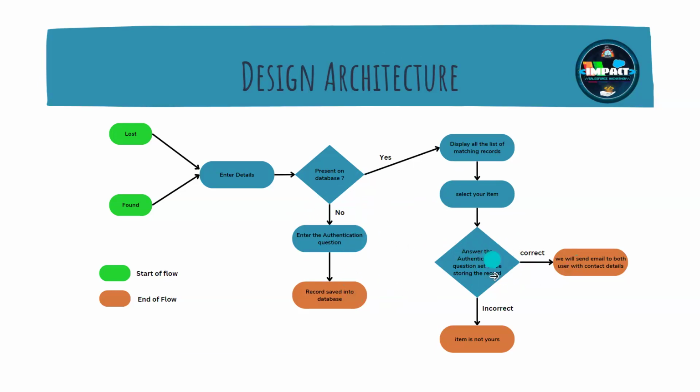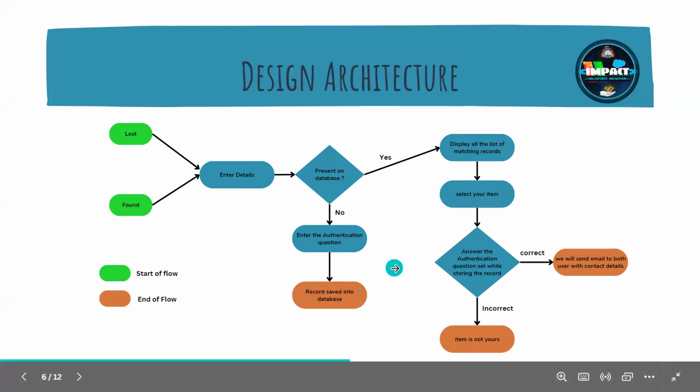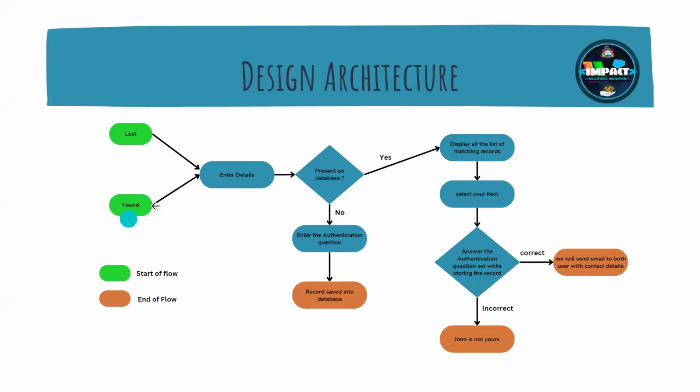If the answer is correct, then we'll email both persons, the one who found the item and the person who lost the item. The contact details of both persons will be shared, and they can communicate with each other. And if we don't find the item in our database, we'll take an authentication question from that user, and we'll save it for future reference. The same flow goes for found as well.